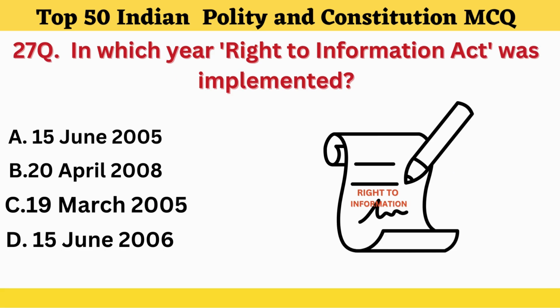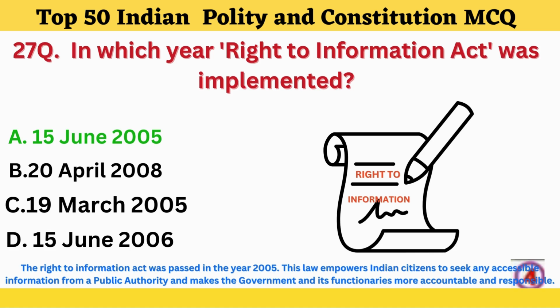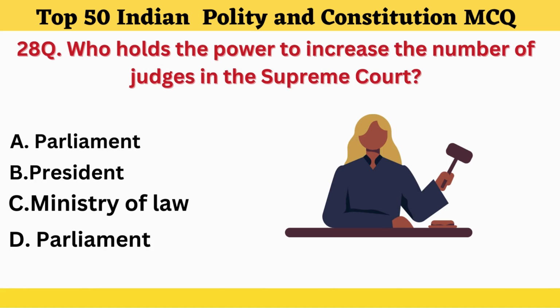In which year was the Right to Information Act implemented? The correct answer is option A, 15th June 2005. Who holds the power to increase the number of judges in the Supreme Court? The correct answer is option D, Parliament.